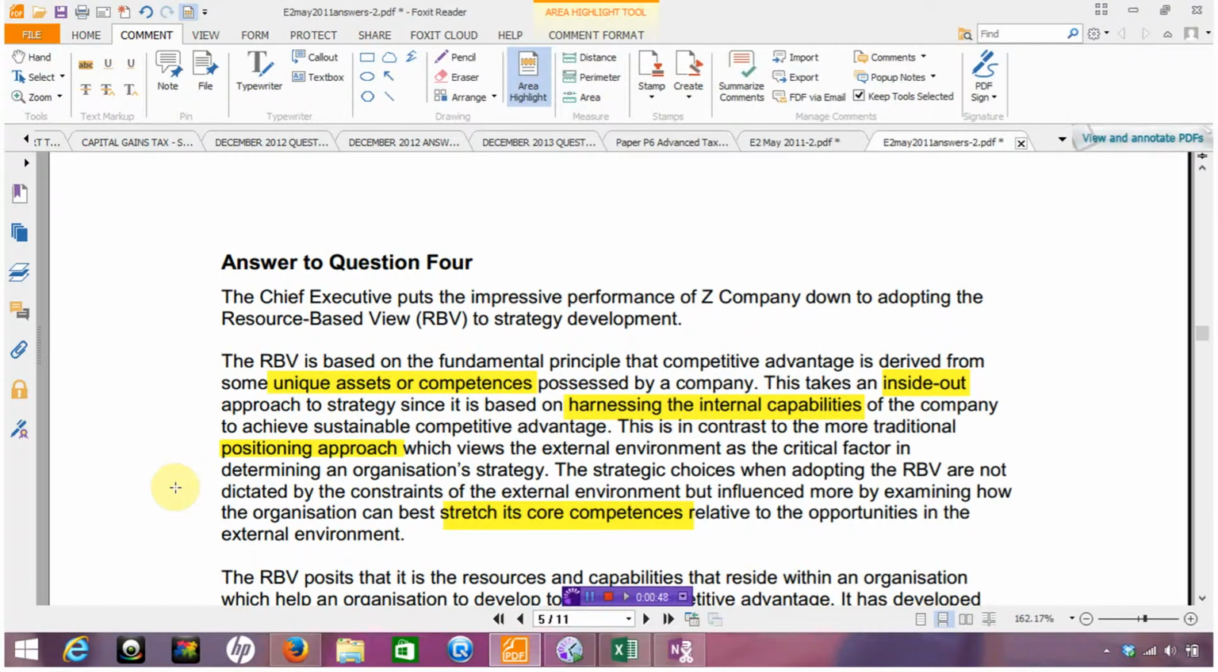In terms of the answer to this, it's quite a comprehensive answer, and as I said, quite a popular little topic, and one that perhaps students don't get enough of a grip on, which means your examiner will examine it on a regular basis. So in terms of the RB view, what do we know about it?